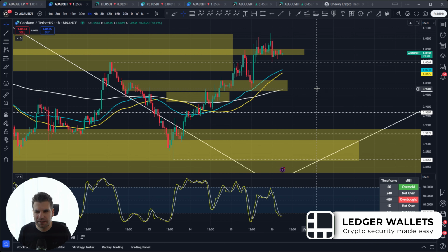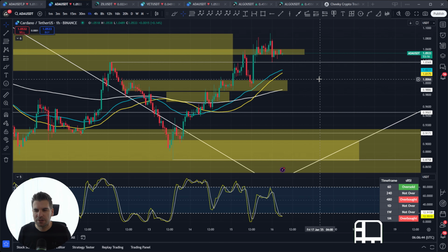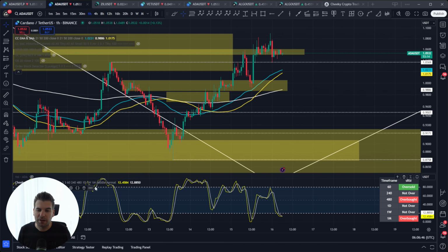This is pretty textbook stuff because it's basically just extracting liquidity out of the market. It happens a lot in the bear market, more so in the bear market than in the bull market.